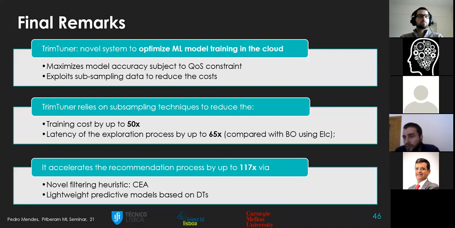In TrimTuner, we also propose a novel acquisition function, the constrained expected accuracy, and lightweight predictive models based on an ensemble of decision trees, instead of the standard approach for Bayesian optimization, which is Gaussian processes. And the joint use of these two techniques can reduce the recommendation process by up to 117 times.